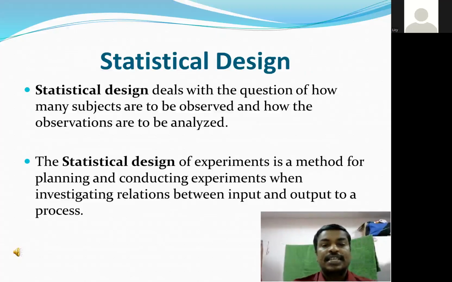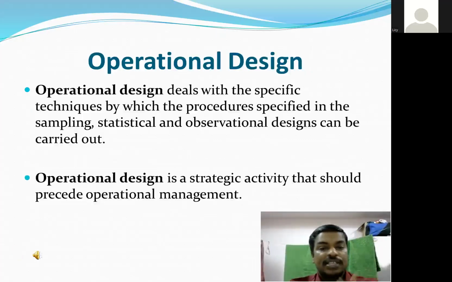And the third one is statistical design. From here, what kinds of statistical tools will be applied to the data is determined beforehand. And then the next one is operational design. It deals with the specific techniques by which the procedures specified in the sampling, statistical and observational designs can be carried out. Operational design is a strategic activity that should precede operational management.